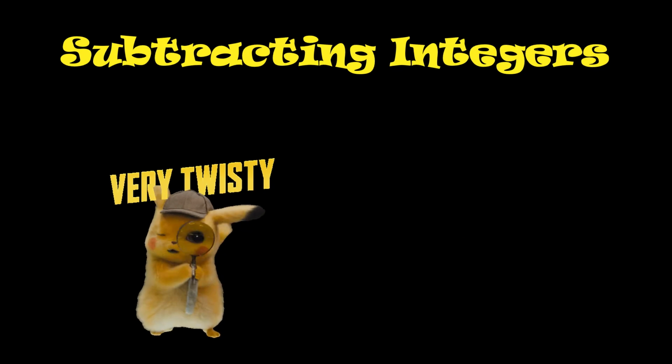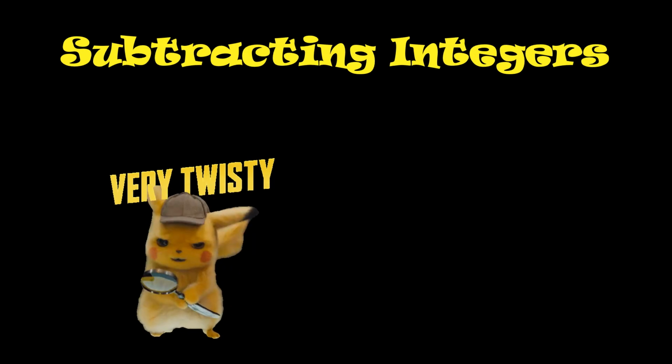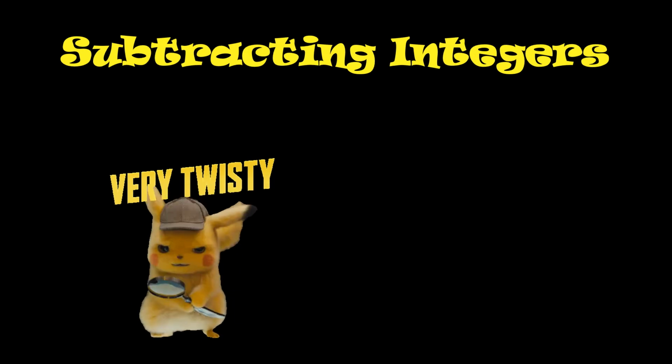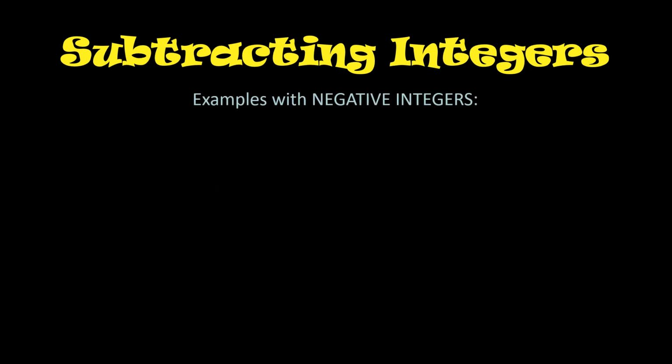But let's look at some examples that are a little bit more tricky, or according to Detective Pikachu, he calls them very twisty, and he's going to help us solve them. So these examples are going to contain negative integers. This first one here shows 5 minus a negative 4. Because that 5 does not have any sign in front of it, we would consider that to be positive, but then we're subtracting a negative integer from it.